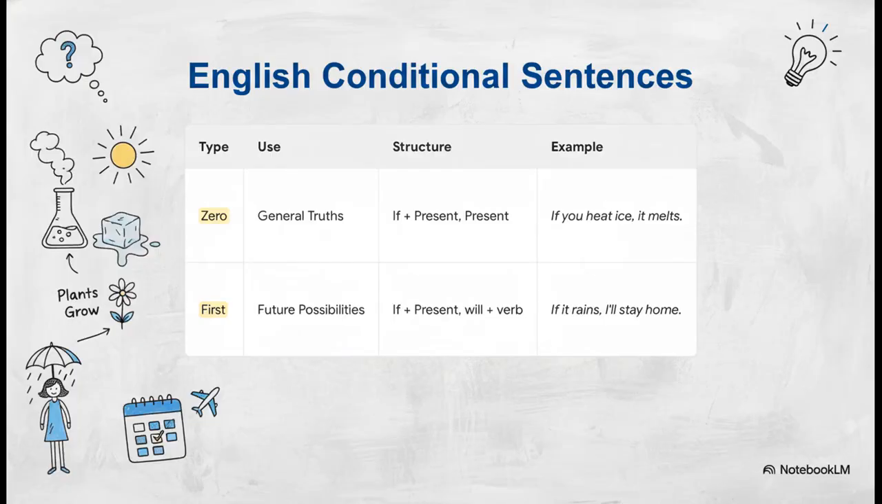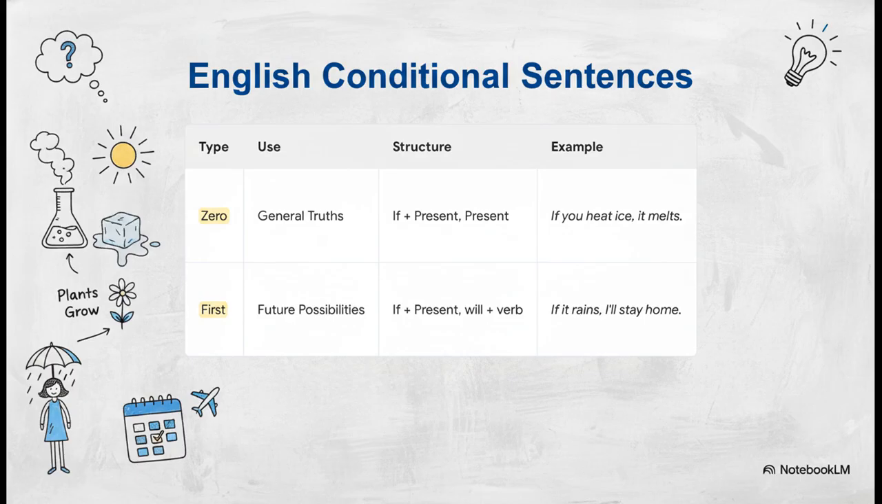Now, this slide shows a really crucial distinction. On one side, you have the zero conditional. This is for absolute certainties, like scientific facts. If you heat ice, it melts. Notice it's present simple in both parts of the sentence because that connection is timeless.